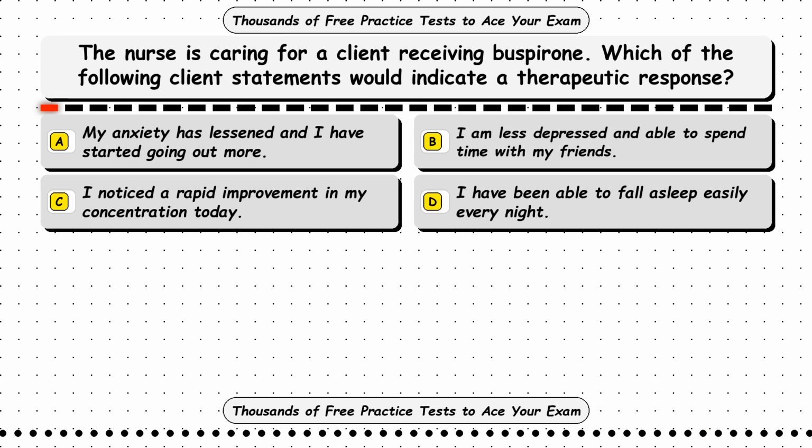Question 10. The nurse is caring for a client receiving buspirone. Which of the following client statements would indicate a therapeutic response? Option A. My anxiety has lessened and I have started going out more. Option B. I am less depressed and able to spend time with my friends. Option C. I noticed a rapid improvement in my concentration today. Option D. I have been able to fall asleep easily every night.